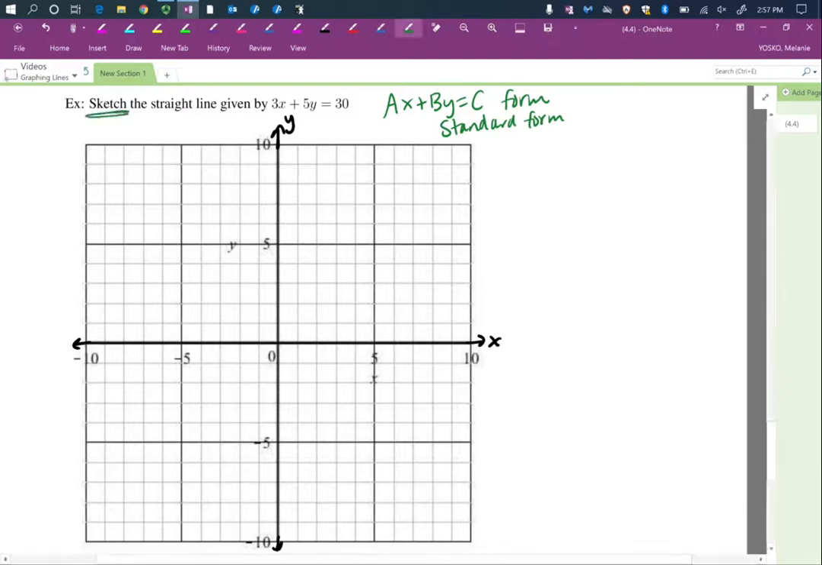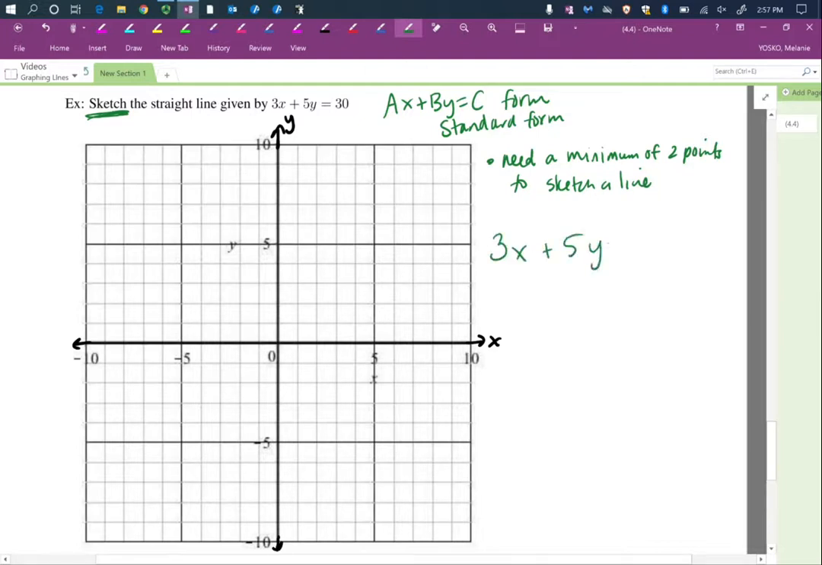All it says is sketch, right? If it asked me for slope or y-intercept, I'd have to do the other things. But it just says sketch. So we know that we need a minimum of 2 points to sketch a line. All we need is 2. If we have more than 2, that's great, but we must have 2. So we're going to look at this carefully.